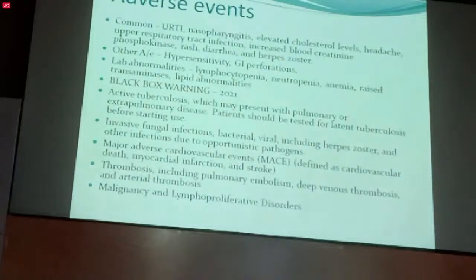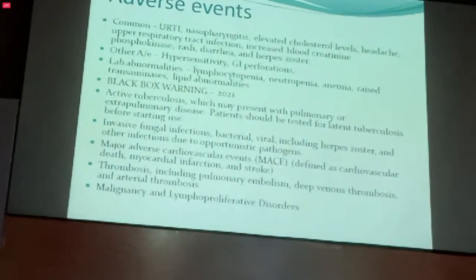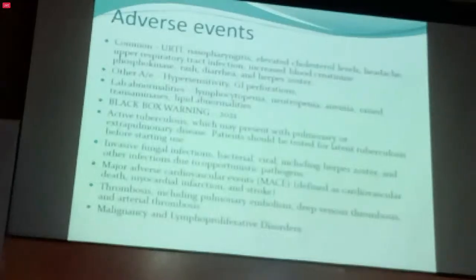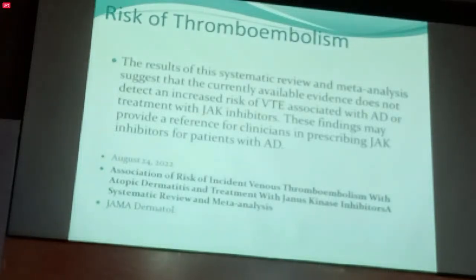Now, the FDA came up with the black box warning in 2021. It is about active tuberculosis, invasive fungal infections, and major cardiovascular adverse effects. They have also classified the thrombosis risk as a black box warning. And there is also a risk of malignancy and lymphoproliferative diseases, like other immunosuppressive agents. But in this particular paper, they have ruled out the risk of thromboembolism being only because of tofacitinib.